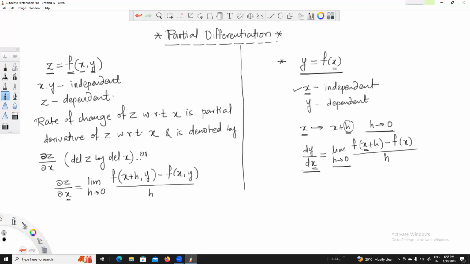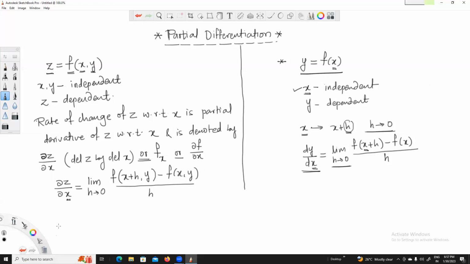Sometimes this can also be denoted as f as a function form, and we use a suffix to represent the derivative with respect to which independent variable. As we have found this with respect to x, I'm going to write x as the suffix of f. Or you can sometimes write it as del f by del x. That is also fine. So as you write df by dx, you write here del f by del x.